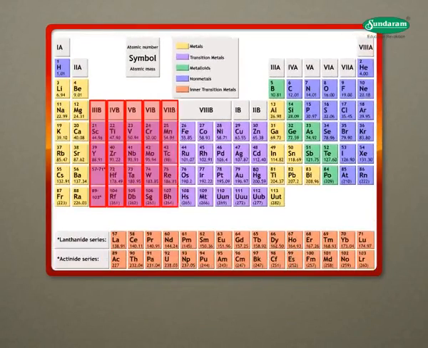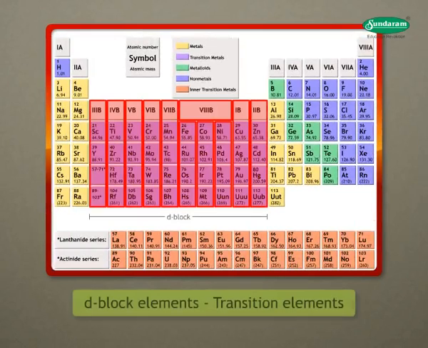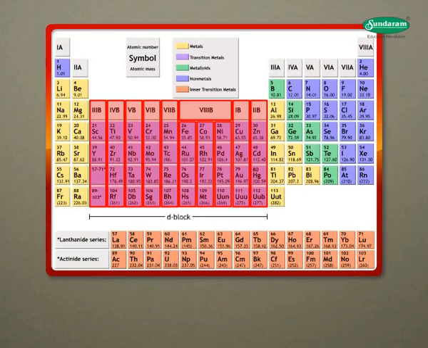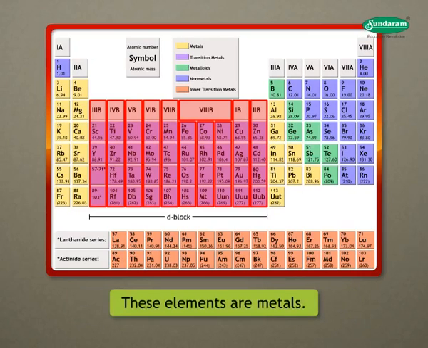Groups 3 to 12 are known as D block elements. These elements have 2 outermost shells incomplete. They are known as transition elements. All these elements are metals.